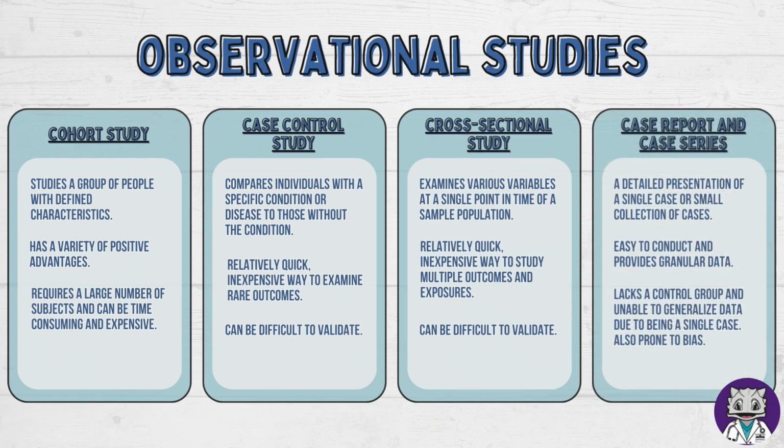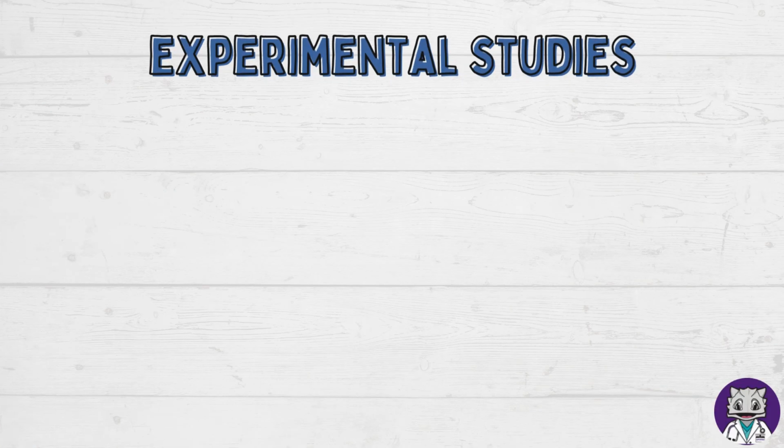Lastly, we have case reports and case series. These involve detailed reports of a single case or a small group of cases. They're excellent for documenting unusual or new diseases or treatments, but lack a control group, making it hard to generalize findings. Experimental studies involve intervention and observing its effects.